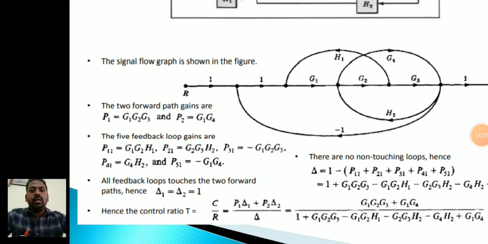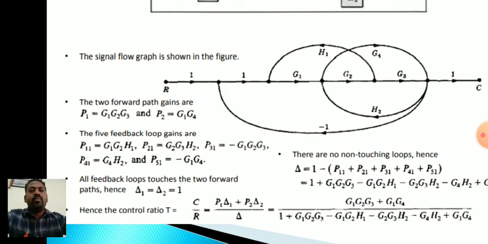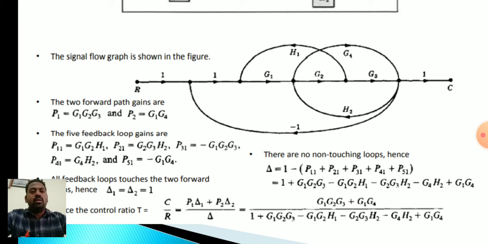So once again using the control ratio, you have to see the control ratio. There are only 2 forward paths, P1 delta 1, P2 delta 2, divided by delta. Similarly substitute the value of delta, P1 delta 1, P2 delta 2, and delta value. You will get this transfer function or overall transfer function, or you can call it the control ratio.